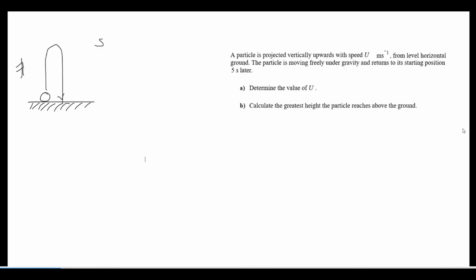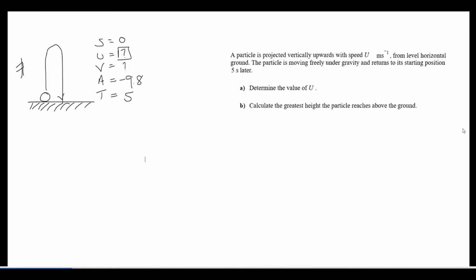Okay, let's collect the SUVAT variables that we're aware of. The displacement is going to be 0 because we're talking about when it returns to its starting position. So displacement is 0. Initial velocity is unknown and it's what we're actually looking for here. Final velocity is also unknown. Acceleration is going to be negative 9.8. Gravity is working against the initial movement of this object. Gravity is not helping it to move in its initial direction. Apart from that, my positive direction is up, while gravity acts downwards, so it needs to be a negative value. Okay, and the time, we've been told that it takes 5 seconds to get this displacement of 0.